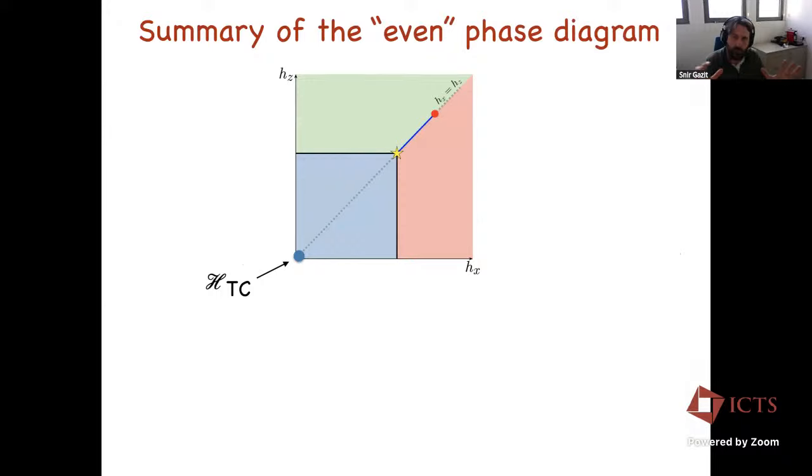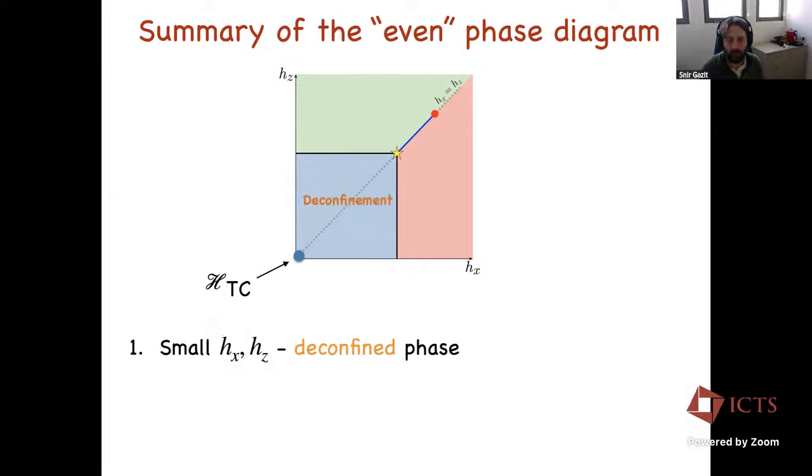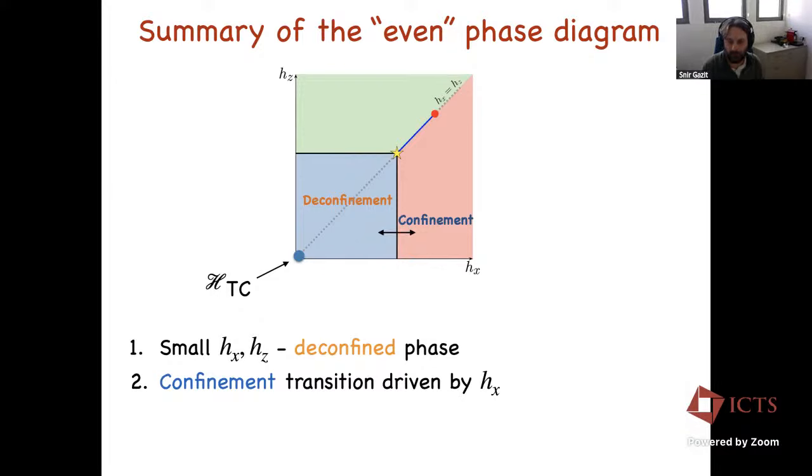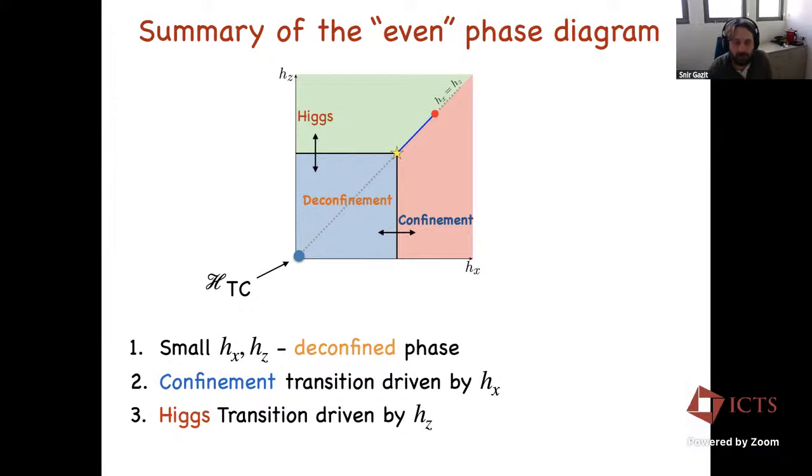Okay, so just to summarize all this packed information and move on to my results. The summary of this phase diagram goes as follows. At small values of the external field, we end up in a deconfined phase, which is kind of a deformation of the toric code model. As we increase the strength of the transverse field term, we land in a confining phase where we proliferate the magnetic fluxes. In a dual language, when we increase the longitudinal field, we proliferate the electric charges and we end up in a Higgs phase.